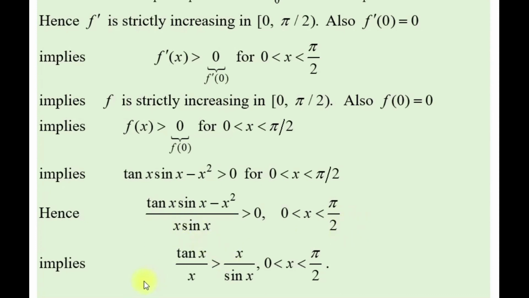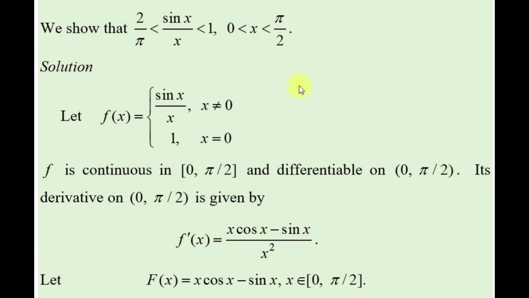Now this is nothing but tan x by x greater than x sin x for 0 less than x less than pi by 2. As another example, we show that 2 by pi less than sin x by x less than 1 when 0 less than x less than pi by 2. For this purpose, we consider the function f of x is equal to sin x by x when x not equal to 0, and f of x is equal to 1 when x is equal to 0.